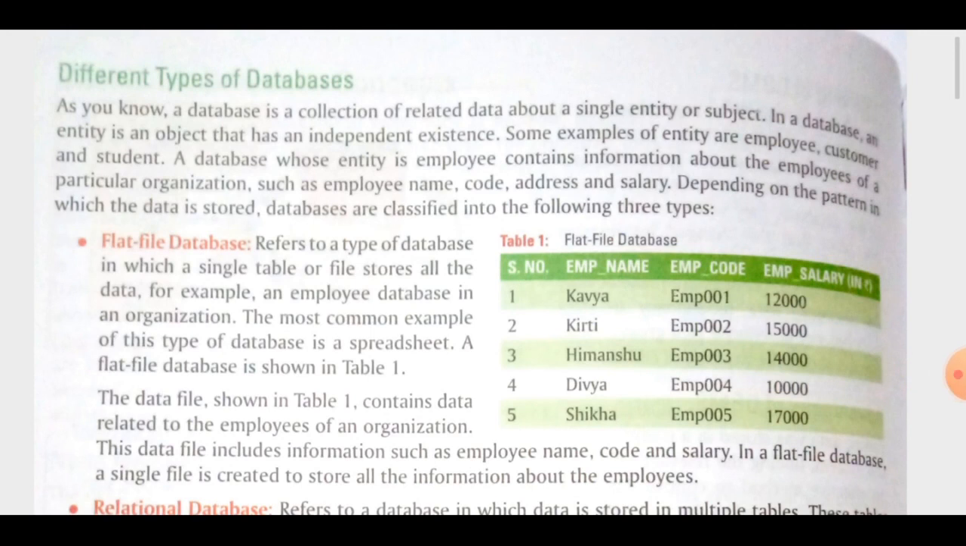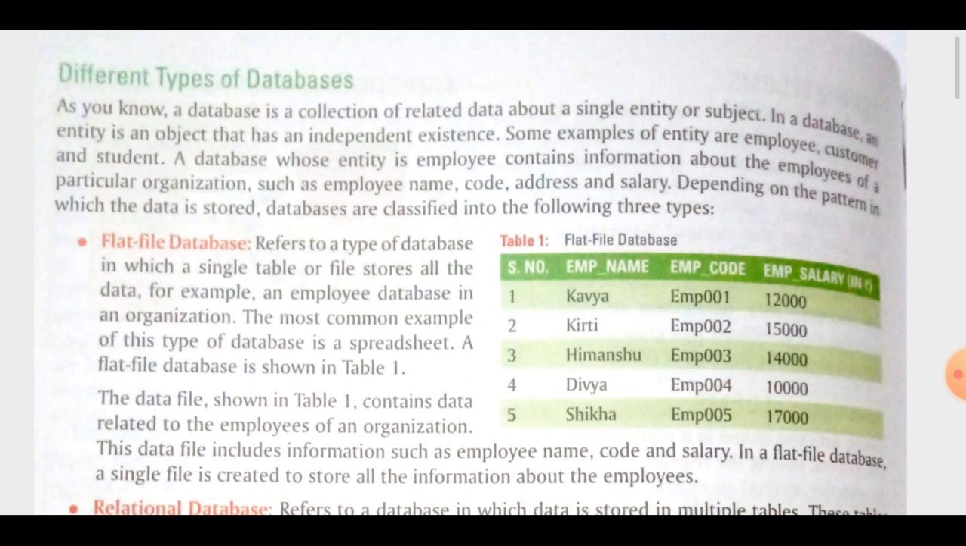Tell you some more points about the chapter. For example, types of databases, data types, how you can create your own table in a database, how you can enter the record in a table, how you can edit and modify the table after the creation, and some important points also. So now starting with the first topic, that is different types of databases.